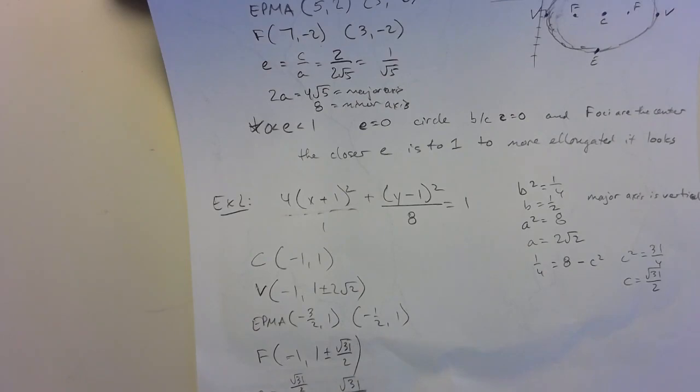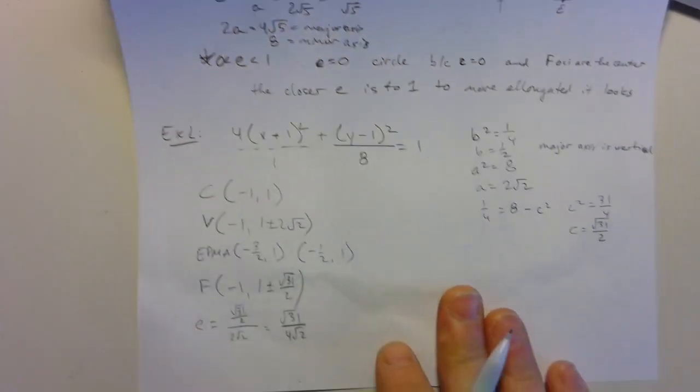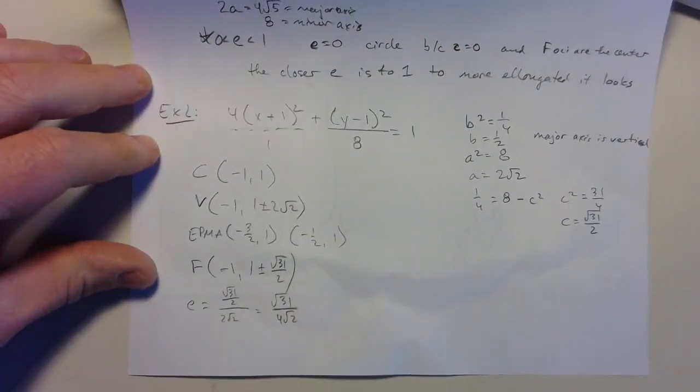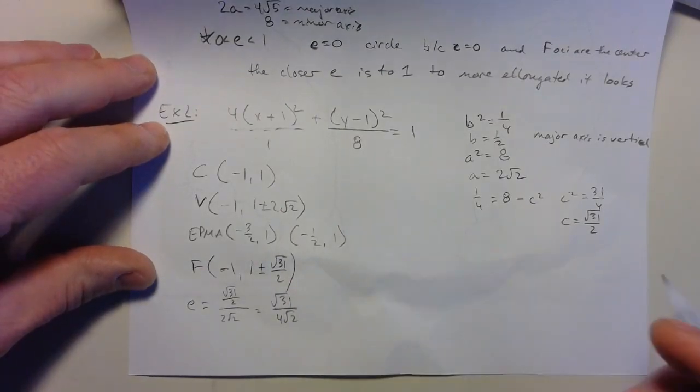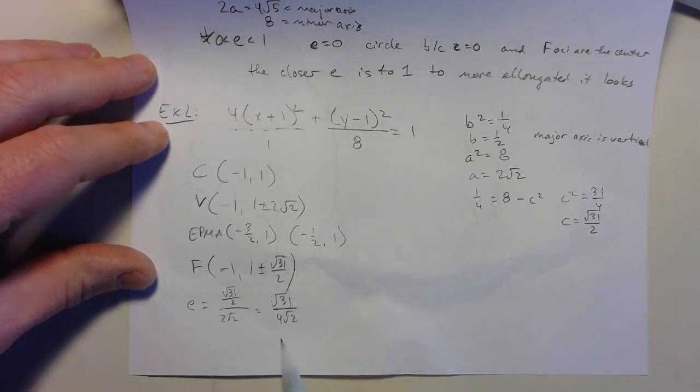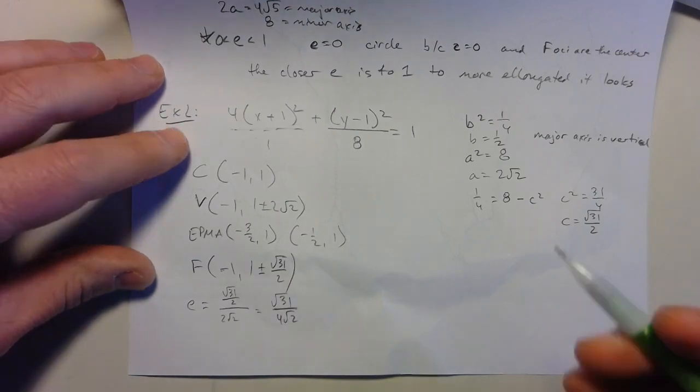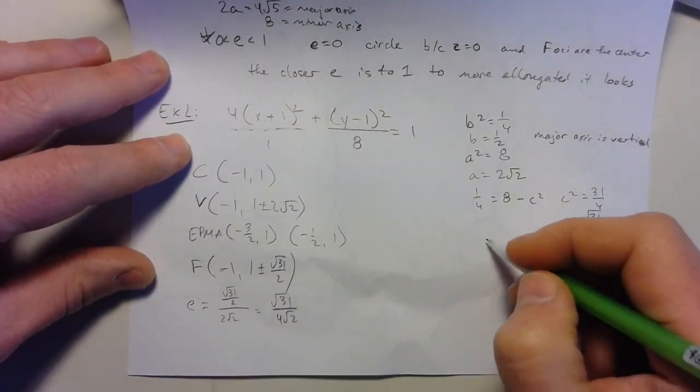Can I rationalize? Yeah, I could. Is it going to help me? No, it's not. I'm just going to leave that there. Not pretty at all. If we think about what that value is, this right here is the square root of 31, and if I put this in, it'd be the square root of 32. So this is really close to 1, so it's going to be really elongated. That's what I'm expecting.